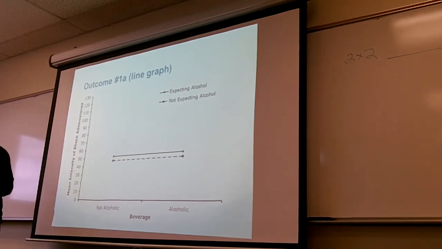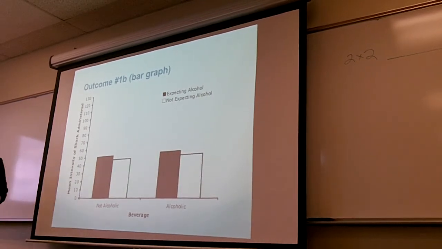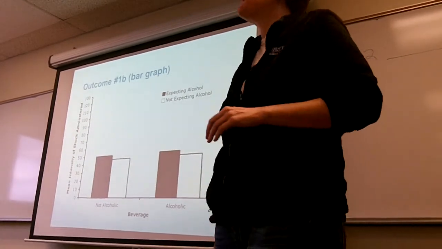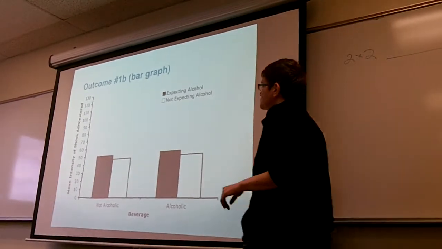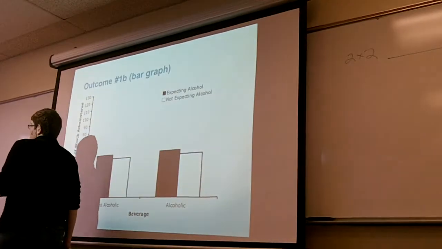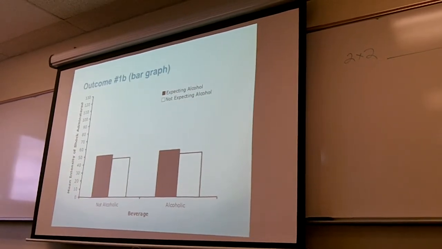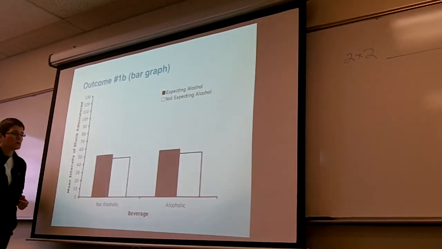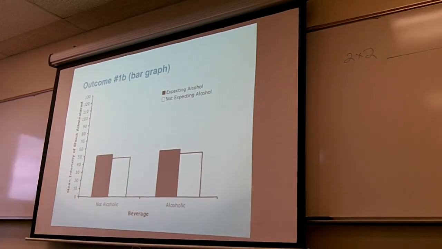Now let's look at that exact same set of data, but a different kind of graph. Okay, here's a bar graph. Same data, same numbers. Now I'm going to teach you a different set of cues to use. Same Y, same x-axis, same legend. Except now, the expecting alcohol is marked with black bars, and the not expecting alcohol is marked with white bars.